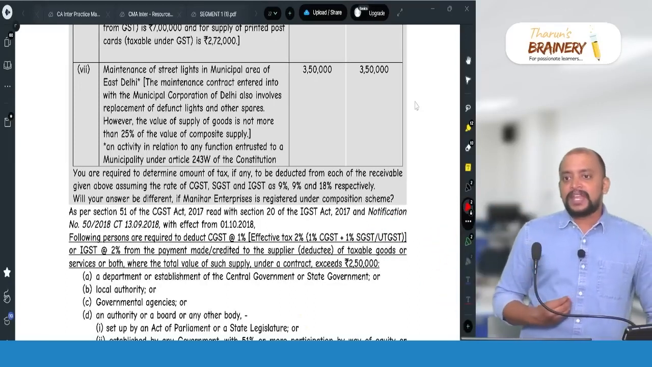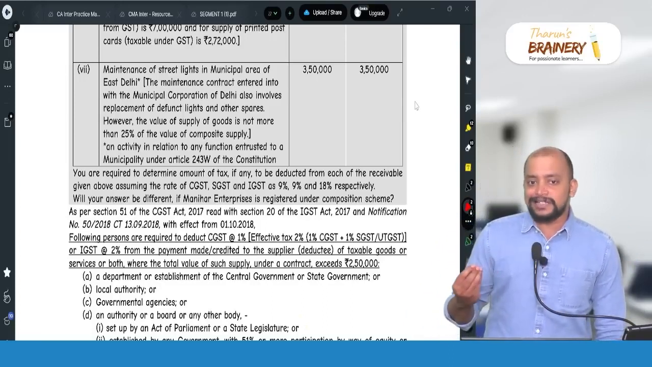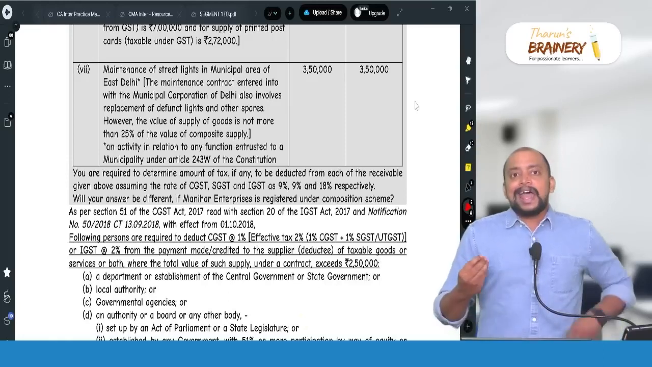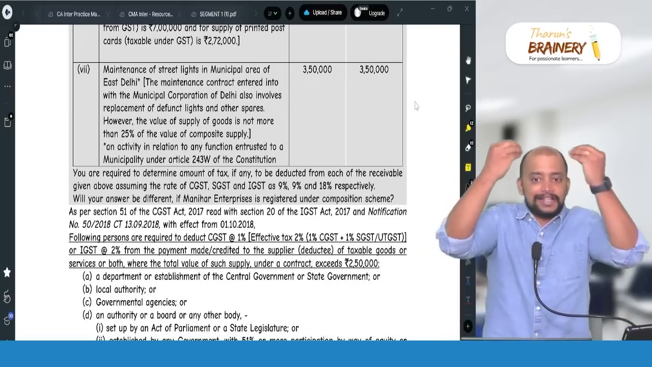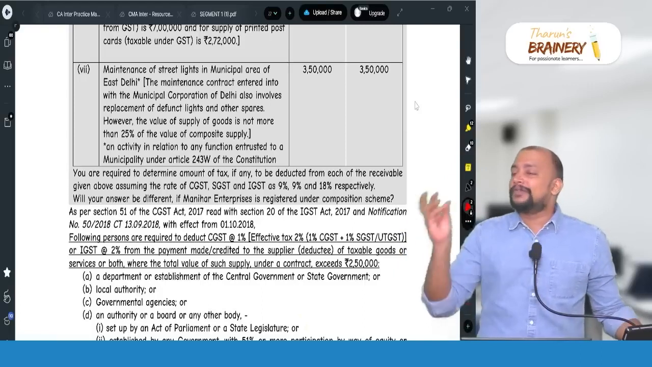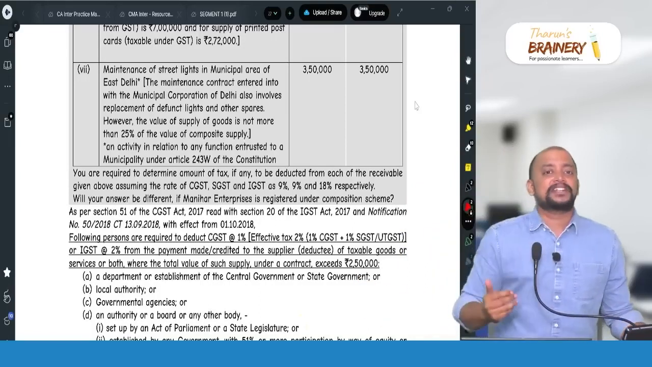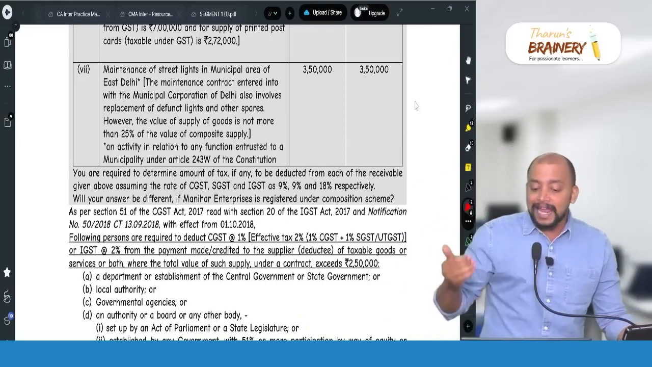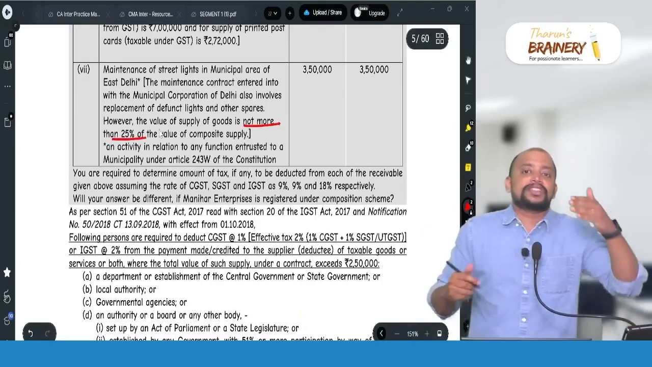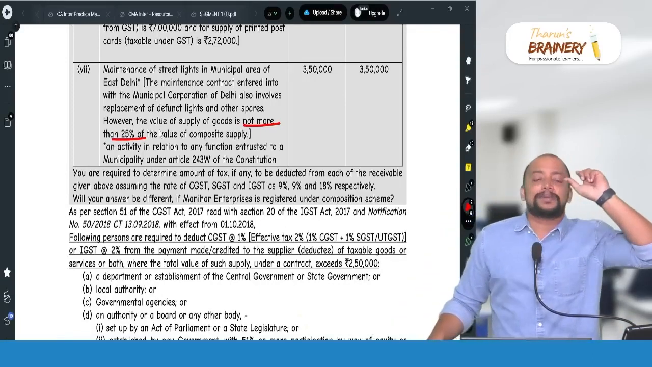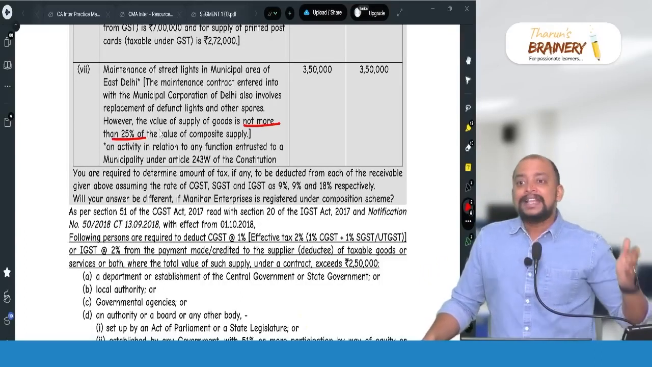We have an exemption. Any function entrusted to government under Article 243G or W of the Constitution, and that service is outsourced to a person who is providing a pure service, is exempted. And if it is a composite supply involving goods and service, also exempted if the value of the goods does not exceed 25% of the total. In this case, the value of goods is not more than 25% of the total. Therefore, this composite supply is exempted. If the value of goods under the composite supply exceeds 25% of the total, then it will be taxable.